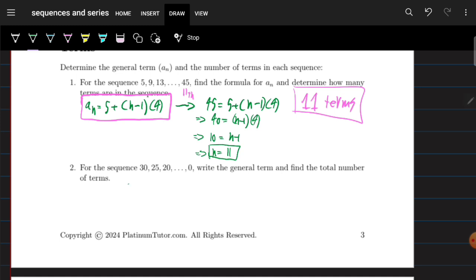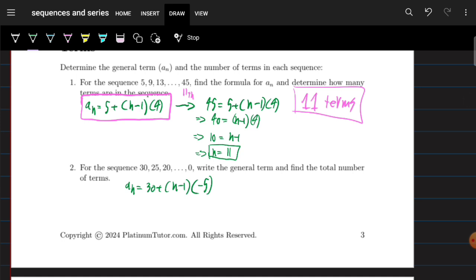So the general term again will be a_n is equal to the first term plus n minus 1 times the common difference. We're going down by 5s here, so the common difference is negative 5. So that's going to be the general term expression.